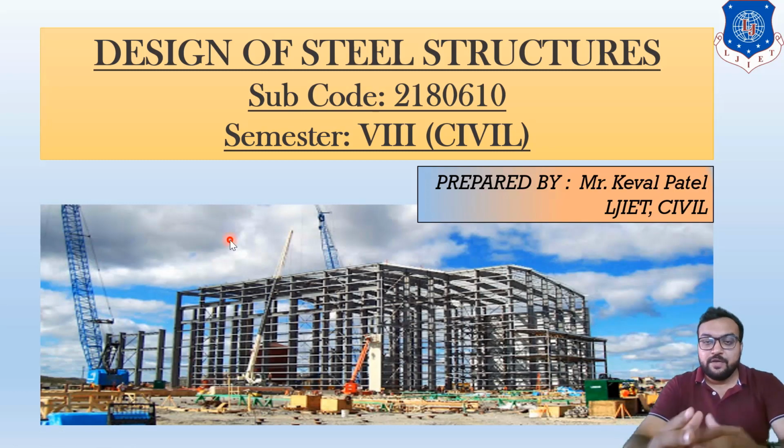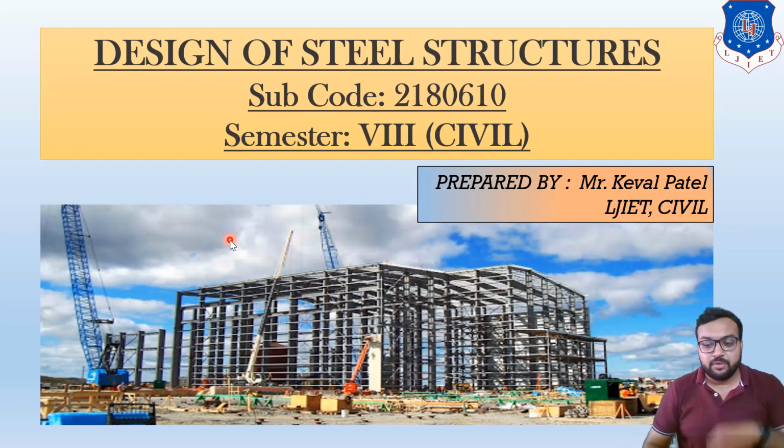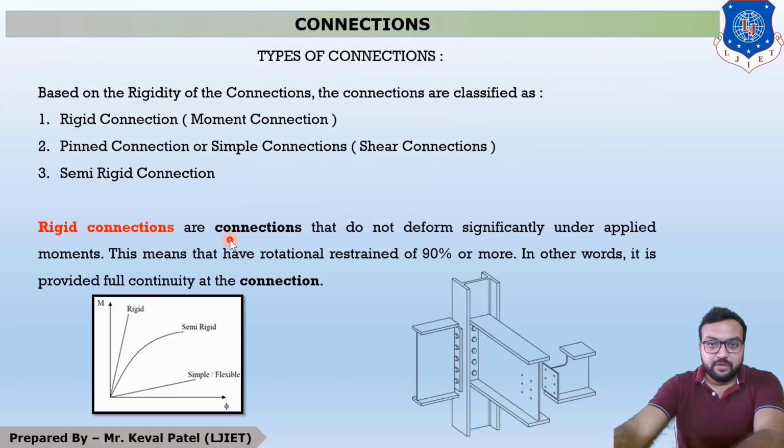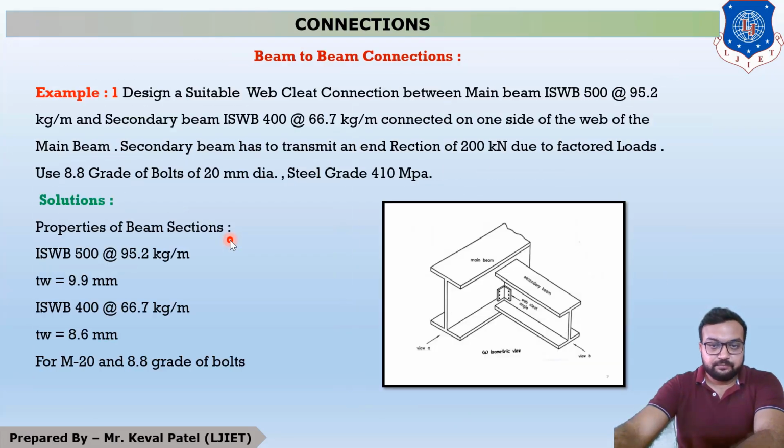Now we are moving further to how the load transfers from secondary beam to main beam if a main beam is connected with only one secondary beam, and in the second type of example we will discuss that our main beam is connected with two secondary beams. Okay, so let us move further to our example number one, which is beam to beam connections.